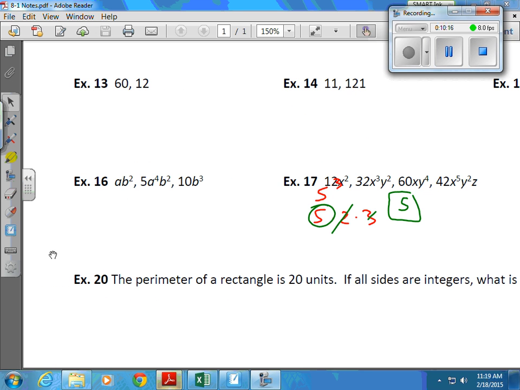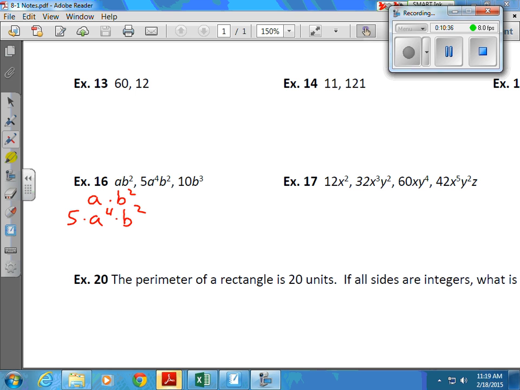Look at 16. Now we have letters. Just to help demonstrate, I'm going to write them vertically. So this is a times b squared. This is 5 times a to the 4th times b to the 2nd. And 10 is 2 times 5 times b to the 3rd. So let's circle what they have in common. Do they all have an a? No. So a cannot be a common factor.